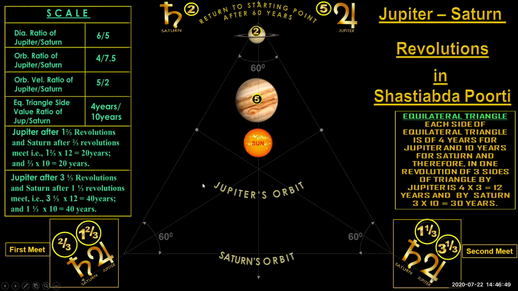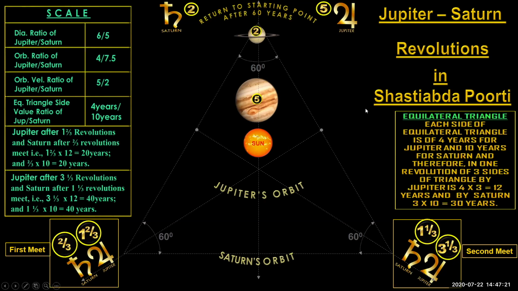And two sides of the triangle, 1/2 revolution, Jupiter has come here. And Saturn has come only in the first revolution. It has passed only two sides of the triangle, 2/3 revolution. So they meet here, but not at the original starting point. At the starting point, they meet only after 60 years, come back to the original position. Whereas in between the 60 years, these two planets meet at 20 years here.